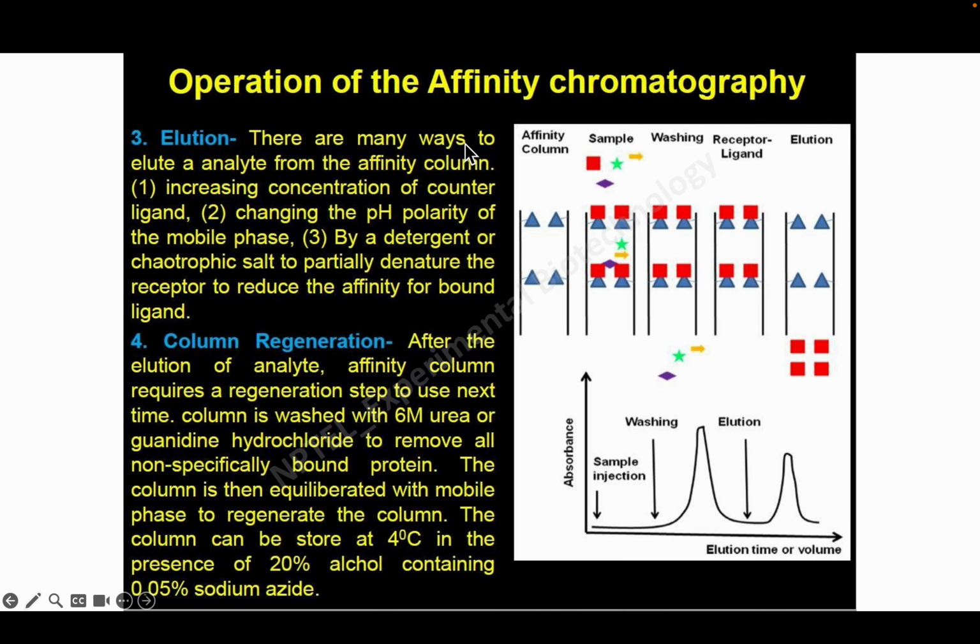Elution. There are many ways to elute analyte from the affinity column. You can do increasing concentration of the counter ligand. You can change the pH polarity of the mobile phase, or use a detergent or chaotropic salt to partially denature the receptor to reduce the affinity for bound ligand. So these are several ways you can do the elution.